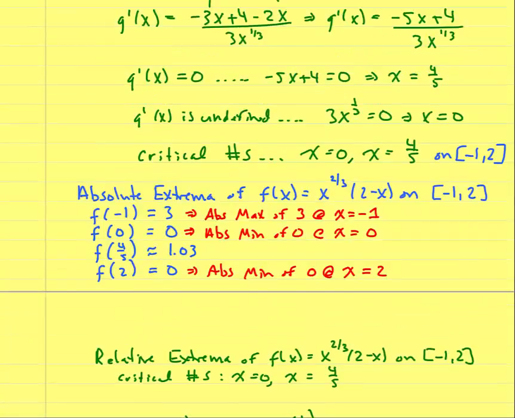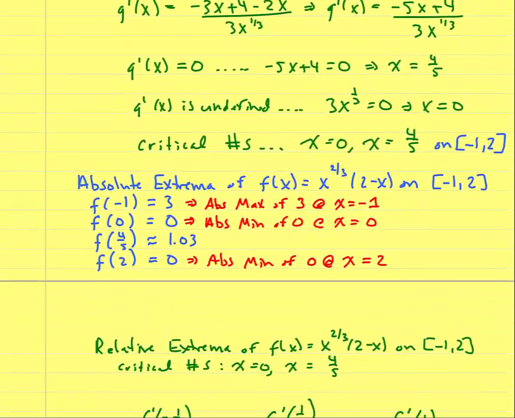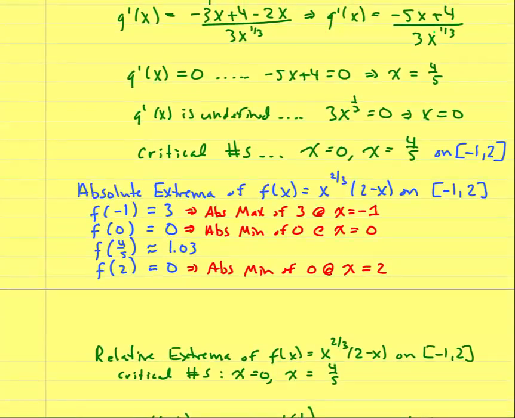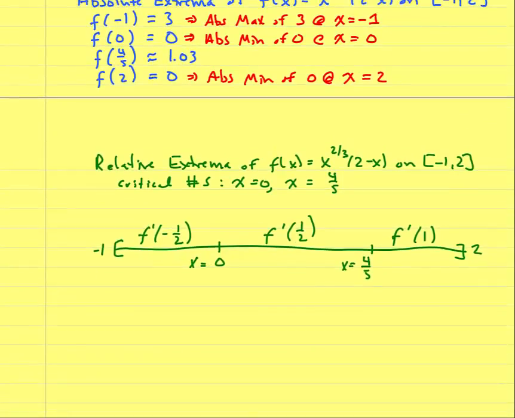So let's recall what our derivative even is. So g prime of x is right up here. It's -5x plus 4 all over 3x to the 1/3. Now remember, I don't need an exact value, I just care whether it's positive or negative.